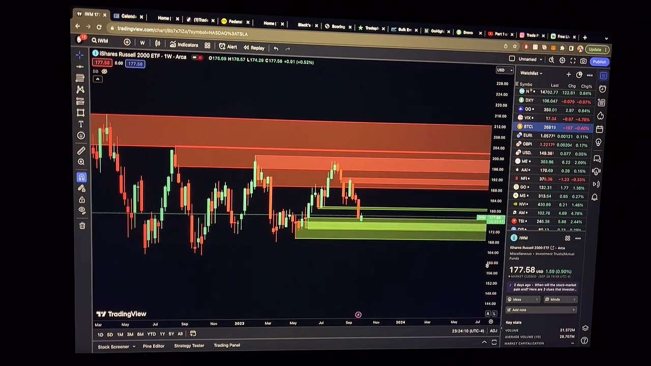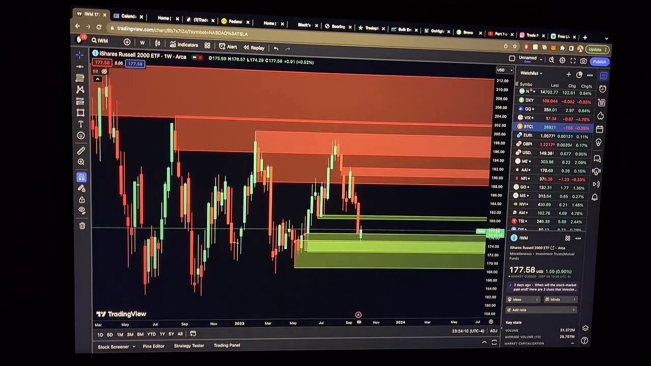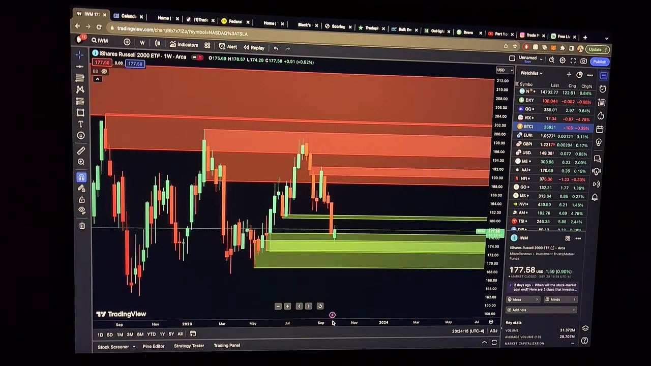Anyway, back to the Russell. Do I have any clear institutional order flow here on the weeklies? I do. I have this impulse balance, impulse area of institutional demand here, pushing price action upwards, and that is weekly monthly correlation. We have already come back in.